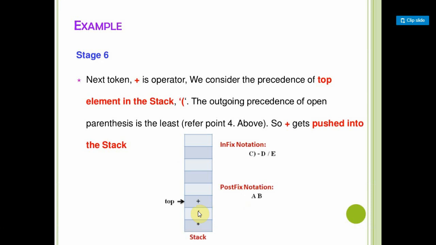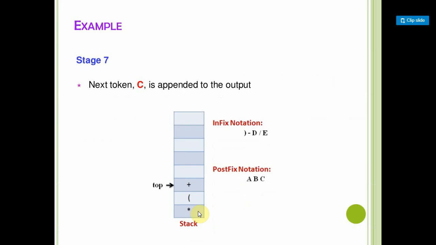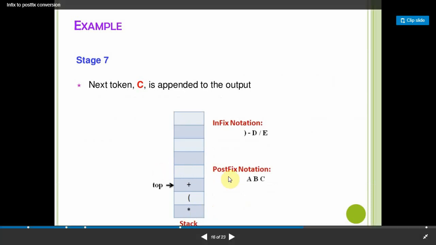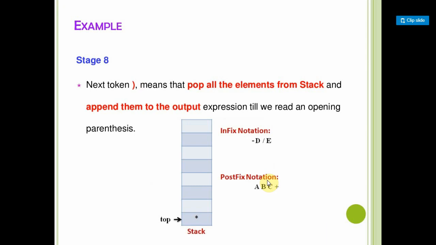Then what will be the next input? It will be c. C is an operand, so you don't need to disturb the stack, and simply append c to the output expression, which is also called the postfix notation. Now what is the input?